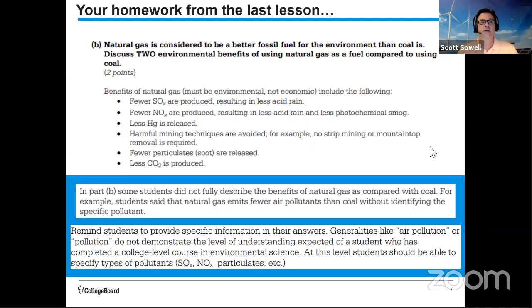So again, remember, when someone is grading your FRQs, it's not what you meant that gets graded, it's what you wrote. So write like you've taken the course, be specific.